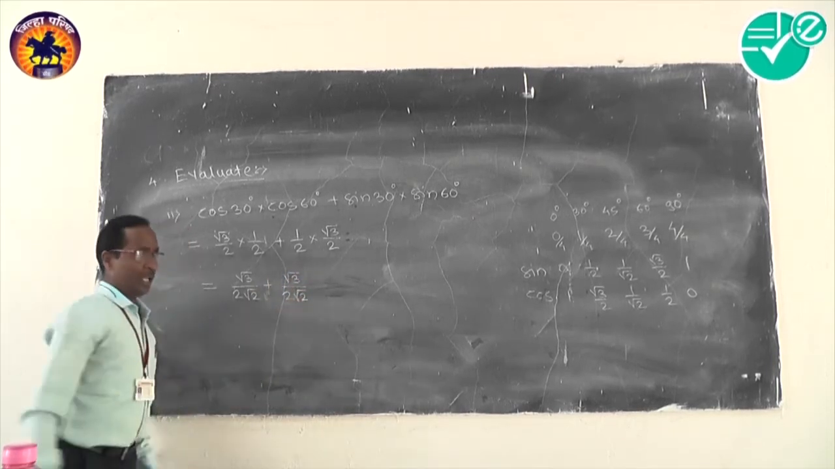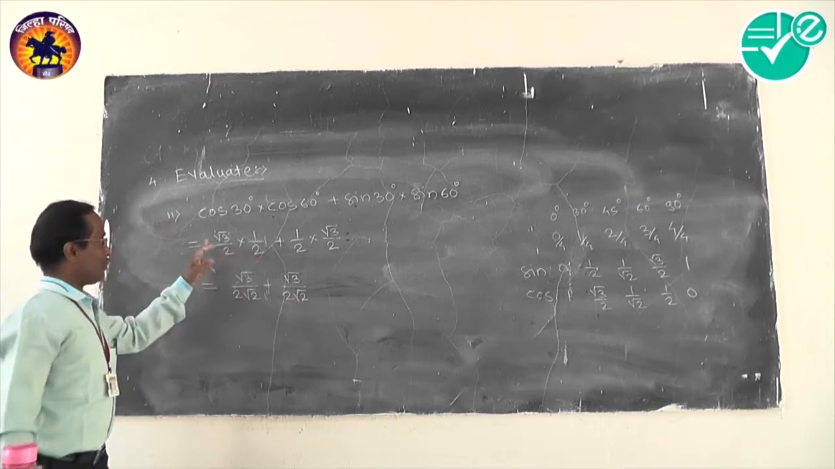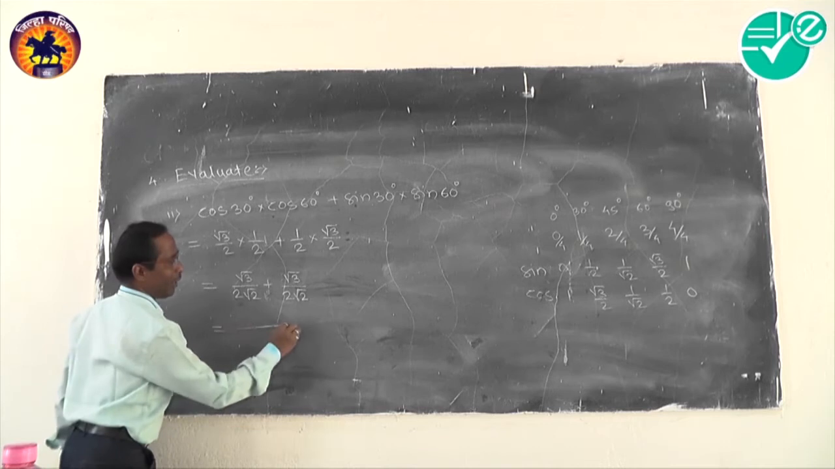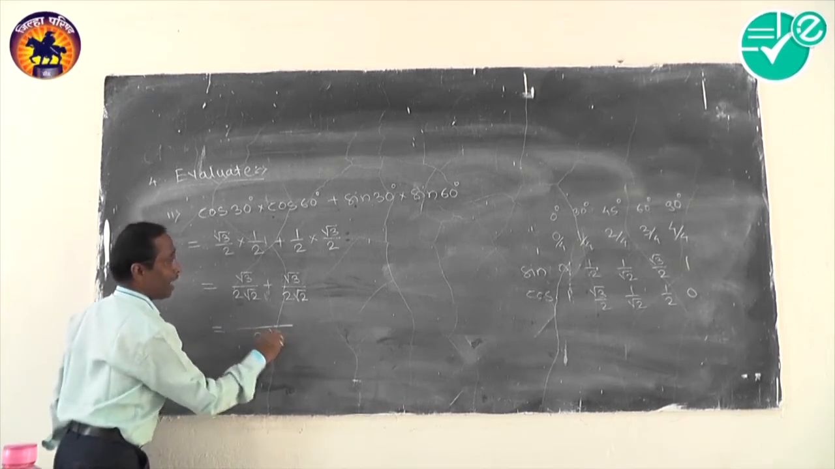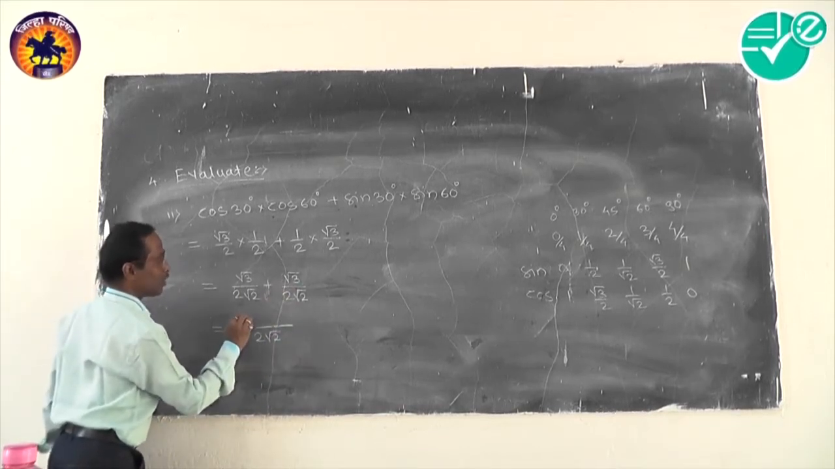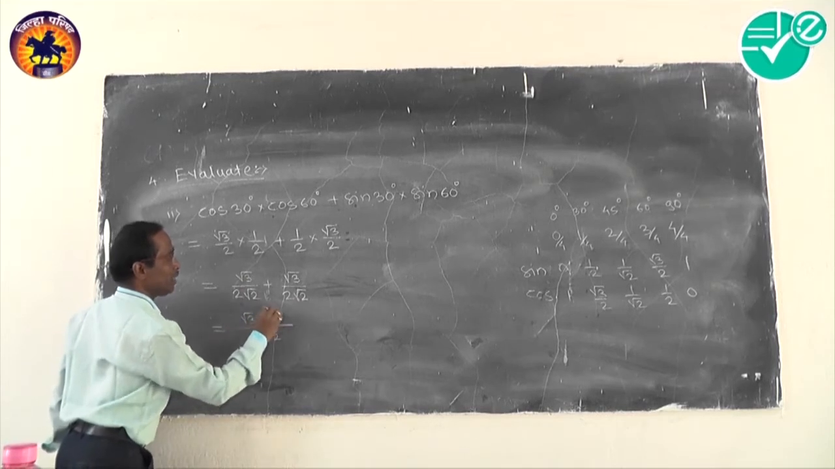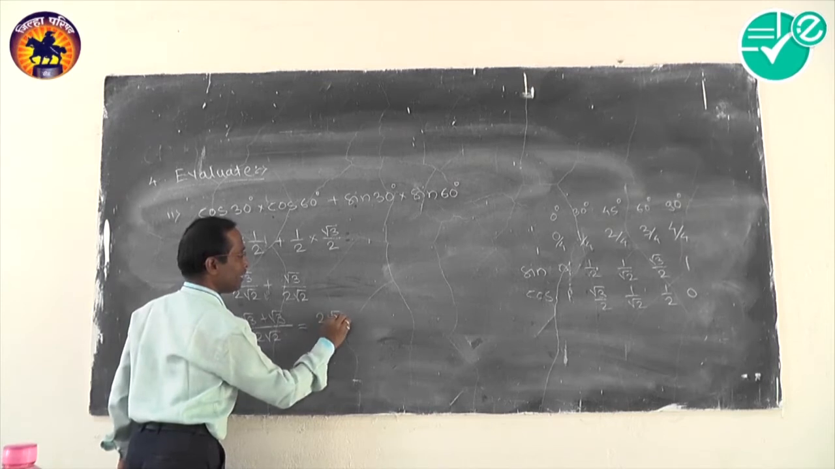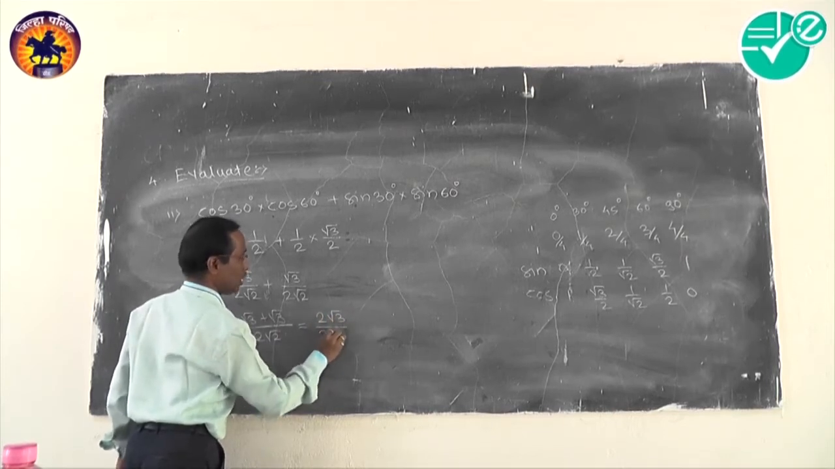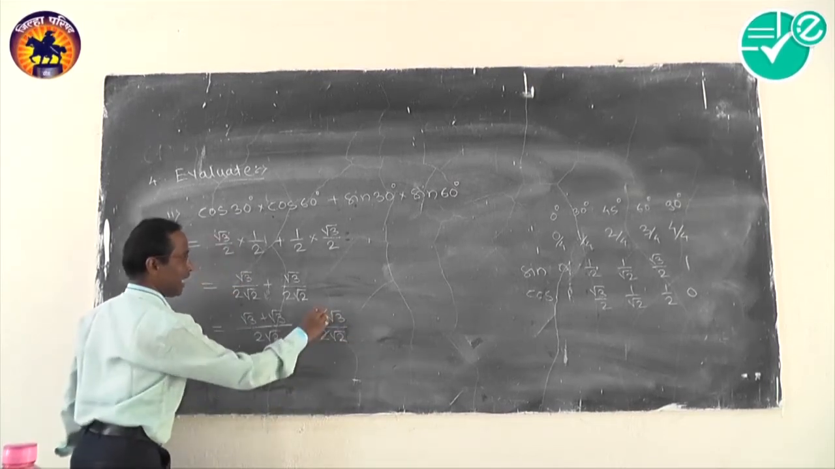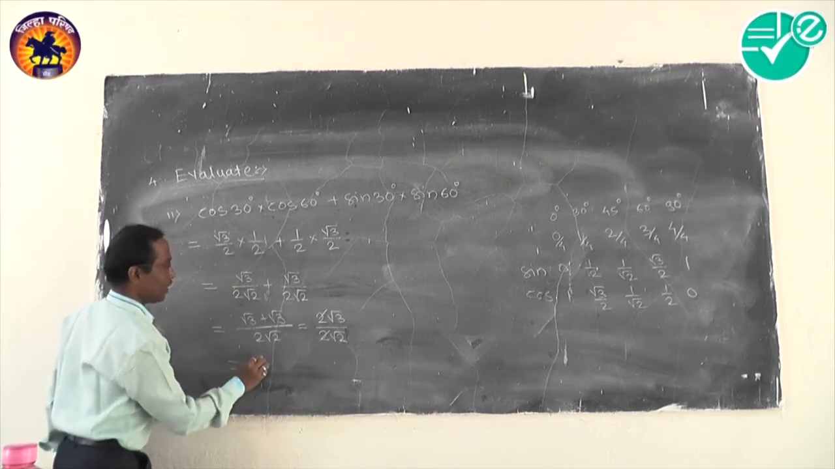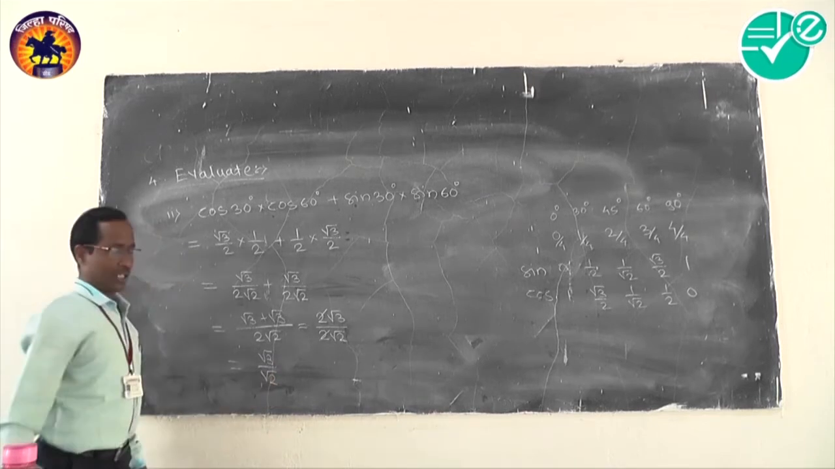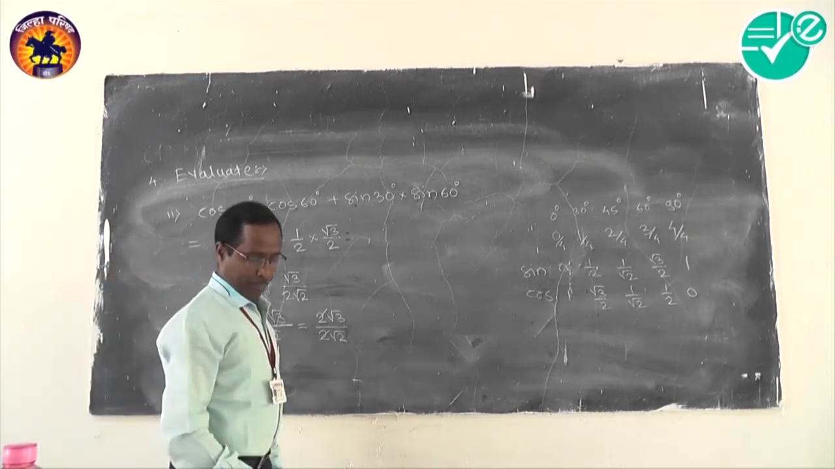Here we take the product of denominators and the product of numerators. Now the denominator is the same, so add the numerators: root 3 plus root 3 becomes 2 root 3 upon 2 root 2. So 2 will get cancelled. We get root 3 upon root 2.